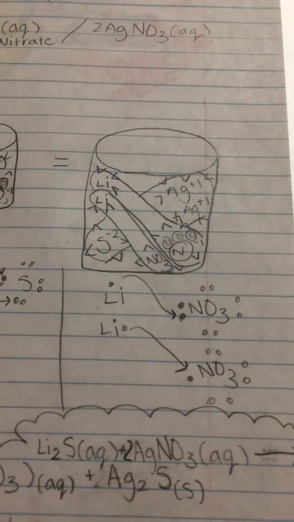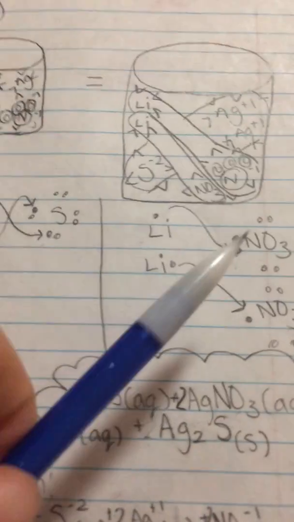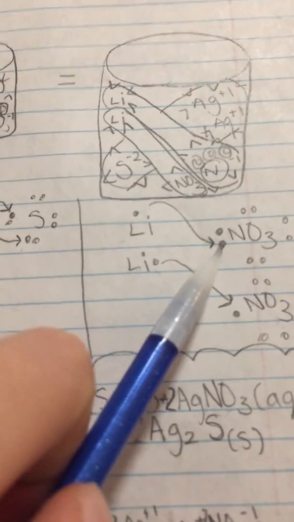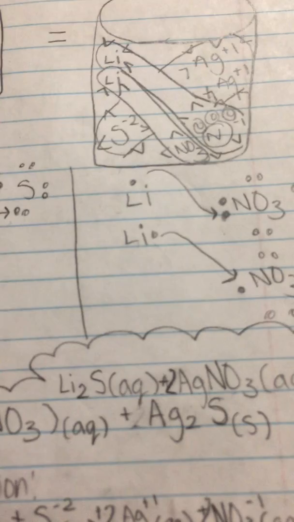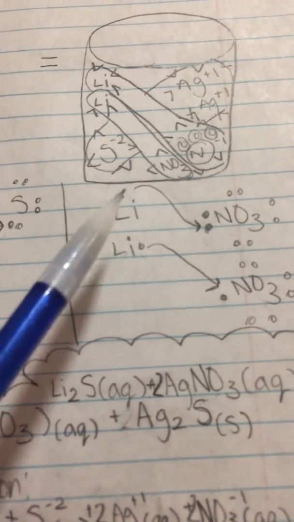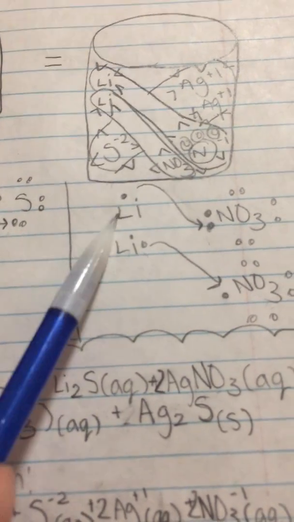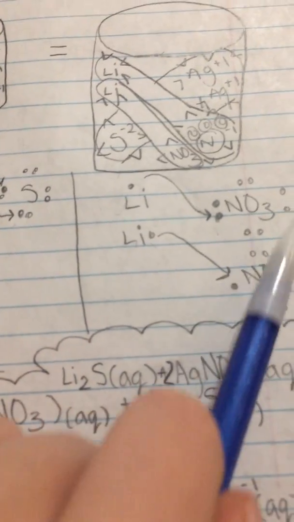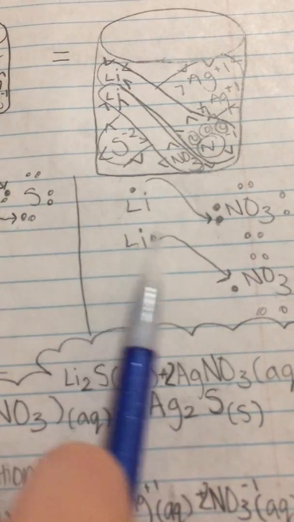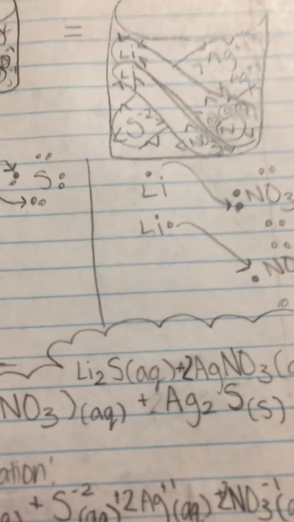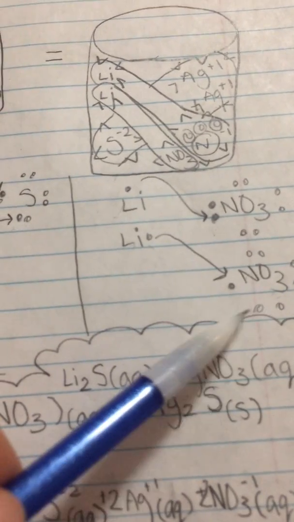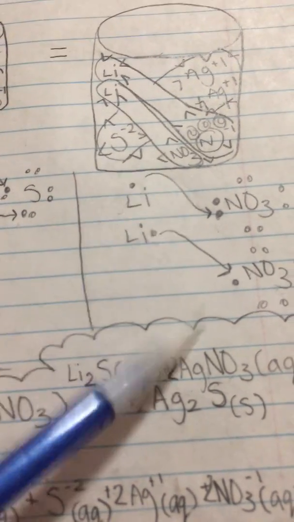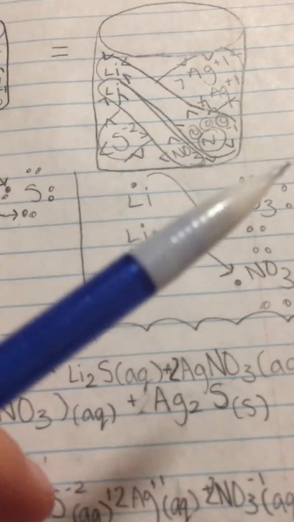Going to lithium nitrate, we know that nitrate has a -1 charge. So we draw 7 valence electrons, and we have 2 lithiums, which each have a +1 charge. If this lithium gives its valence electron to the nitrate, this group will be satisfied. But this lithium is still looking to get rid of its electron, so we have to add another nitrate. Once we do this, it gives its electron to the nitrate, and that's satisfied.